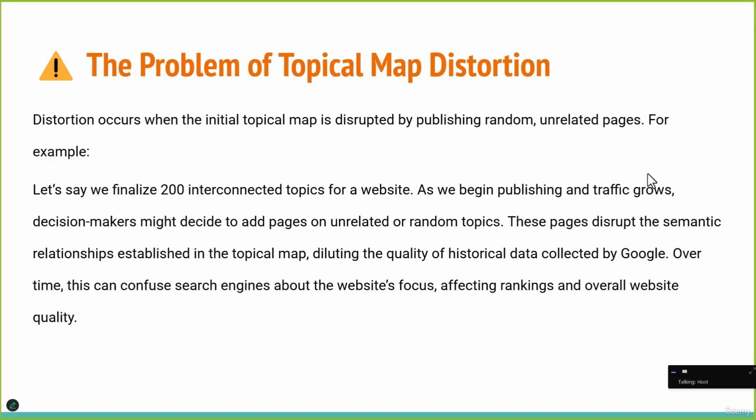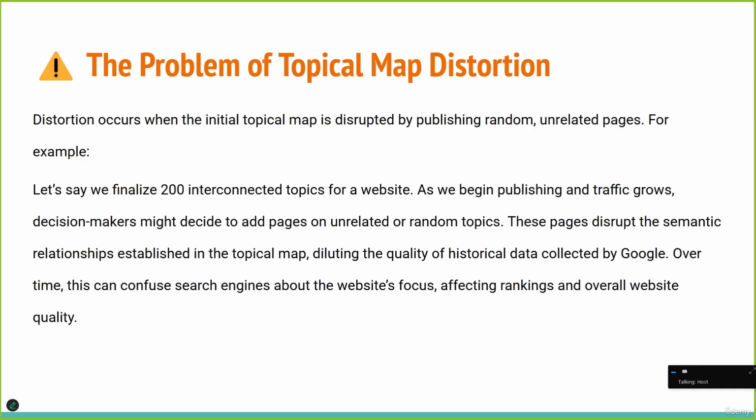It occurs when random and unrelated pages enter your topical map. Let's say you finalize 200 pages. When we start publishing and traffic grows, the decision makers, the website owners, start making strange moves. They start covering weird, random, or unrelated topics on their site. Or sometimes they start getting stingy and say, let's hire a cheap person who can work for less. These pages disrupt your semantic relationship, which also dilutes the quality of the historical data, which I explained in great detail in the historical data lecture.